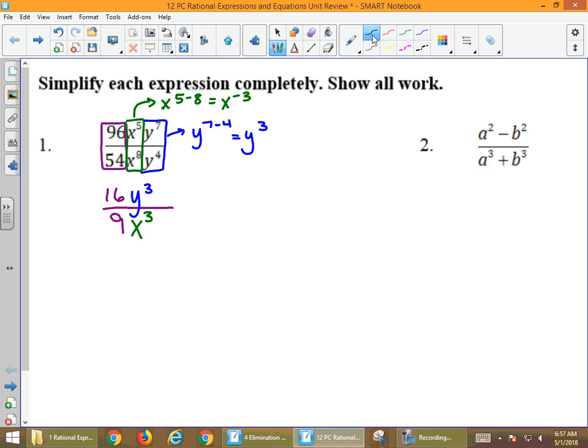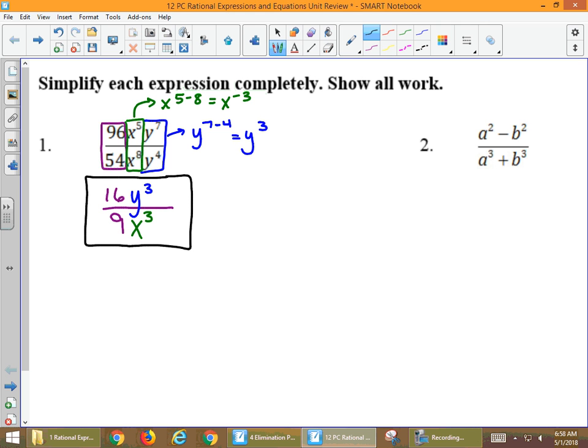And that's your final answer. You can't do any more with that problem. Just a little warm-up, stuff like that in Algebra 2, just to remind you of those important ones. For number 2, we have a lot of factoring to do before we can cancel.